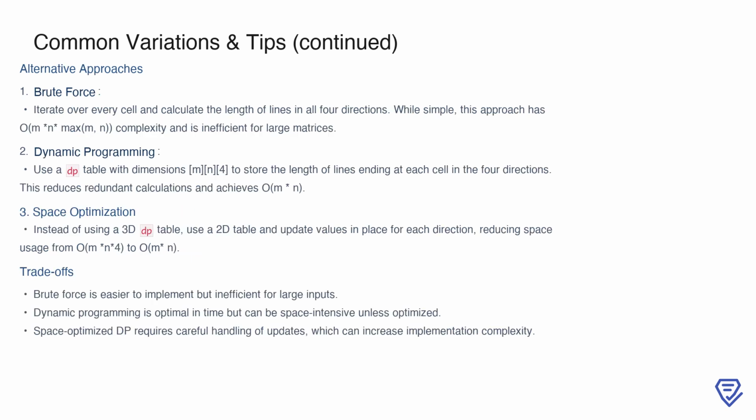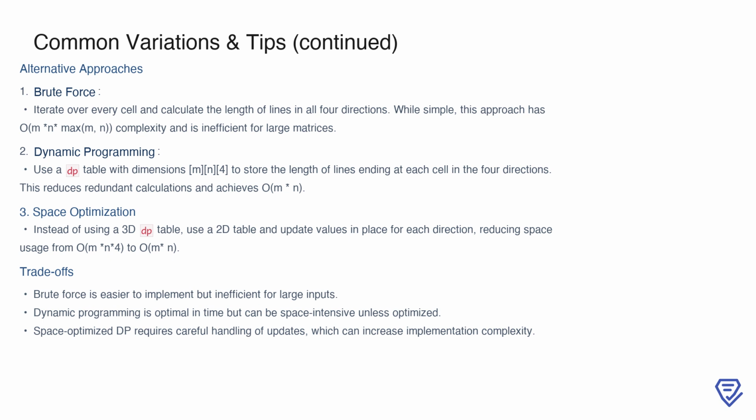There are a few alternative approaches you can consider for this problem. A brute force approach involves iterating over every cell in the matrix and calculating the length of lines in all 4 directions. While straightforward, this method is highly inefficient, with a time complexity of O(m*n*max(m,n)), making it unsuitable for large matrices. A more efficient approach uses dynamic programming. Here, you can create a DP table with dimensions m, n, 4 to store the length of lines ending at each cell in the 4 directions. This drastically reduces redundant calculations and achieves a time complexity of O(m*n).